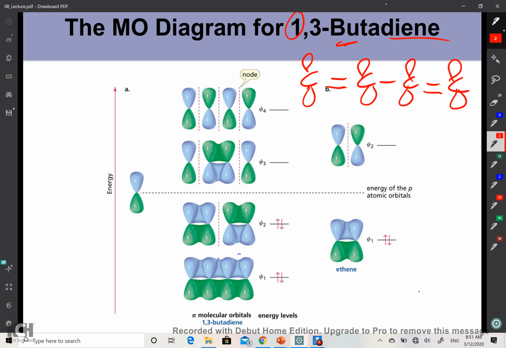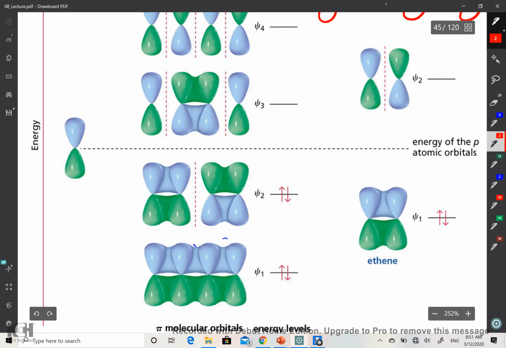Now, how many molecular orbitals do I expect to have in this system? Does that make sense for everyone? We expect to have 4 molecular orbitals because we have 4 atomic orbitals. Okay? And these are the 4 molecular orbitals shown here. Those 4 molecular orbitals will be labeled as phi 1, phi 2, phi 3, and phi 4. Those are the 4 molecular orbitals.